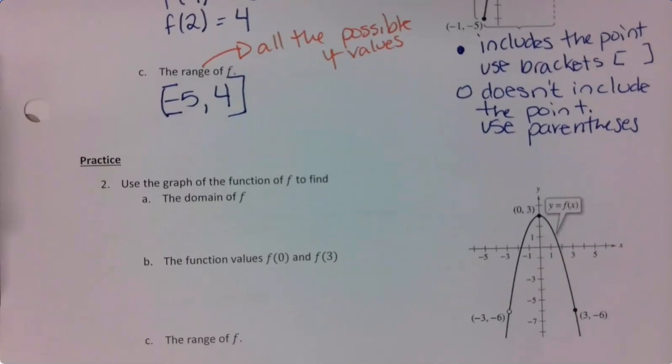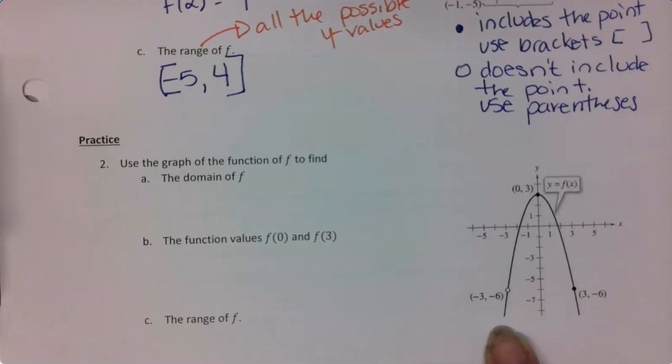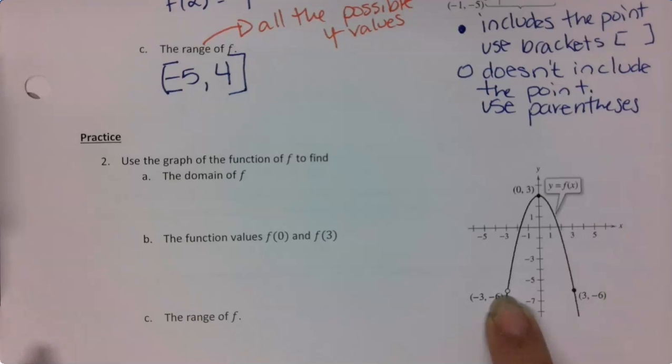Okay. So on number 2, when it asks me for the domain, notice this goes off the graph. So this is going down and slowly going left forever. And it's also going down and slowly going right forever. So what is my domain here? No. Notice I have a hole in the graph. So I don't include -3.